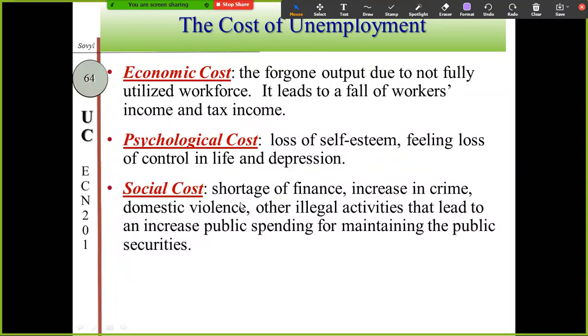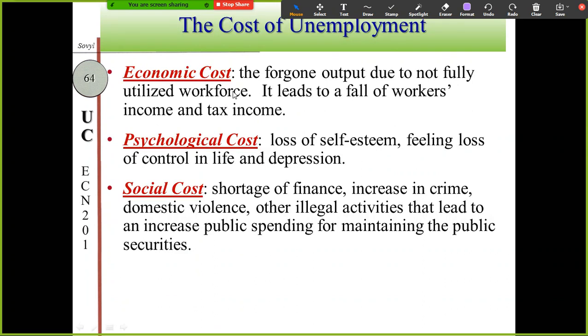The other one is social cost. Social cost is in terms of shortage of finance and increased crime. Crime in the country goes up, along with violence and domestic violence, where family members often fight each other because of less money and income. Other illegal activities will also happen more in this village or country, which leads to increased public spending for maintaining public security. That's why the government will spend more to solve social problems caused by unemployed people.